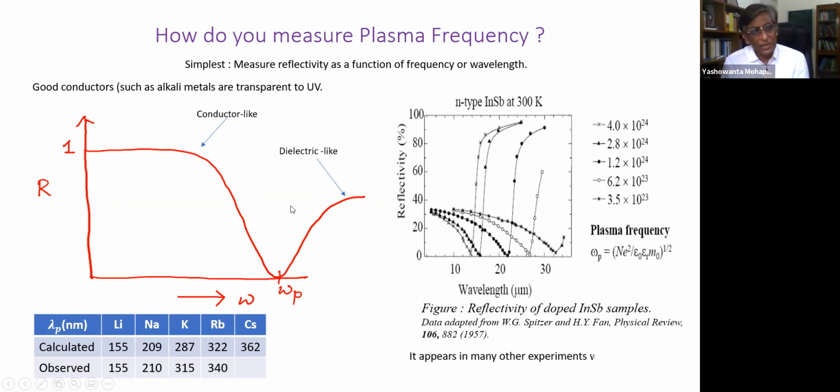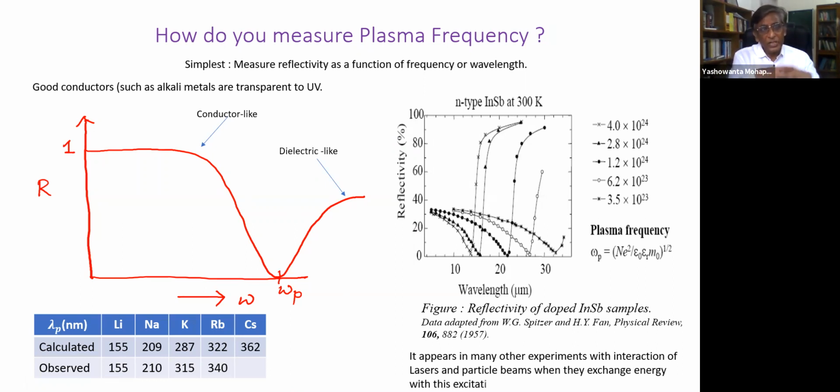So it is not only through reflectivity; it appears in many experiments. Wherever your excitation interacts with the solid, and it can exchange energy, you will see the effect of the plasma frequency. Normally you can associate a packet of energy with it, like h cross omega, and you will see that this particular frequency exchanges energy with beams or laser beams going through the solid at that particular energy, and hence we know. There are not many experiments in which you can measure plasma frequency, but this is the simplest in terms of what you know.